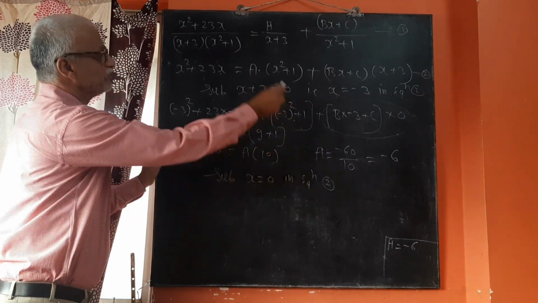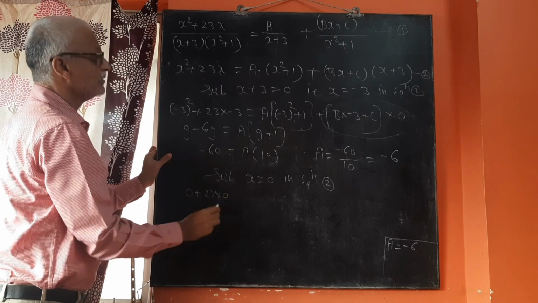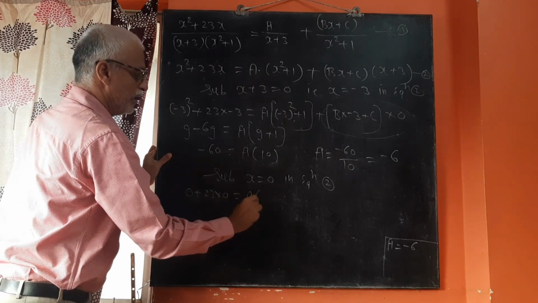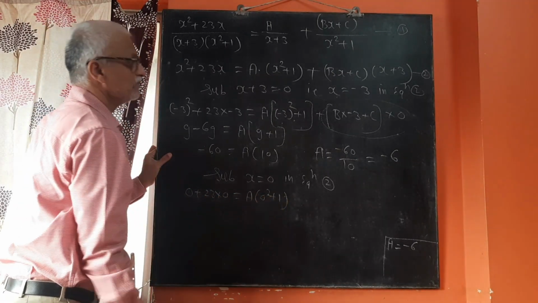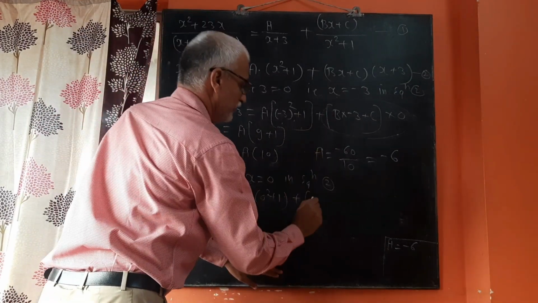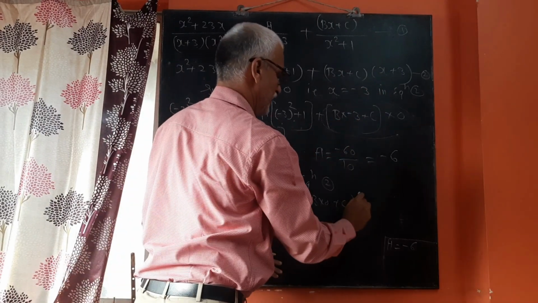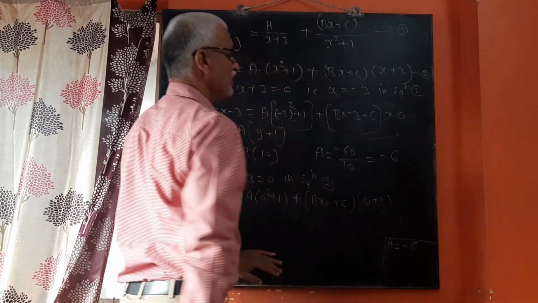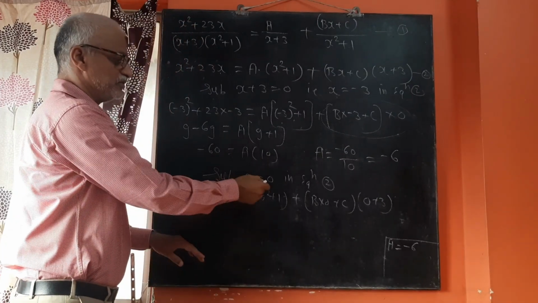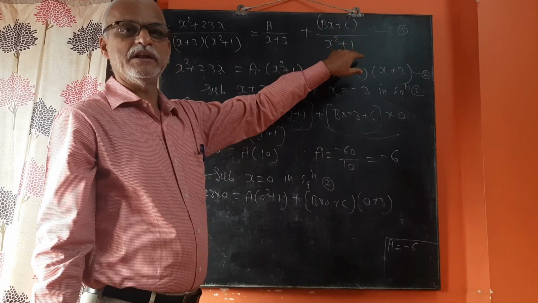Substituting x equals 0 in equation 2, this will be 0 plus 23 into 0 equals a into (0 plus 1) plus (b into 0 plus c) into (0 plus 3). So yeah, substituting x equals 0. Why did we do this? Because the term is bx plus c upon x square plus 1.